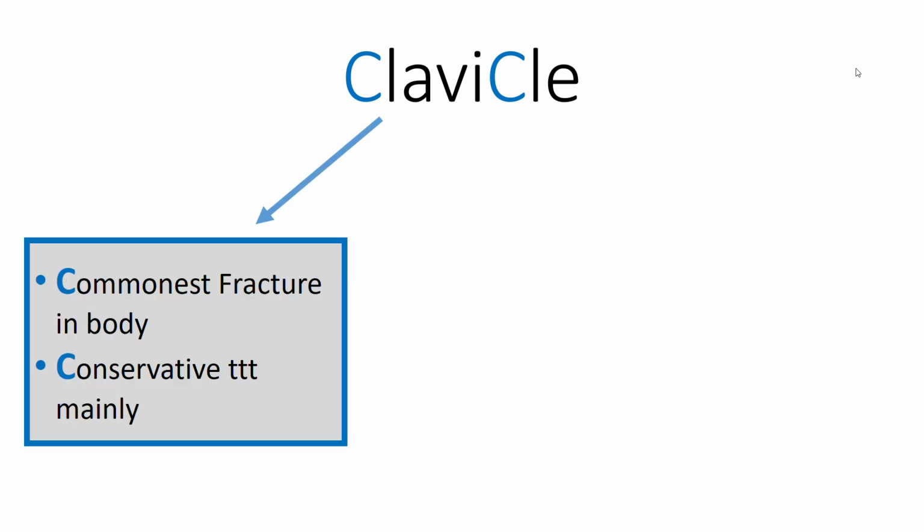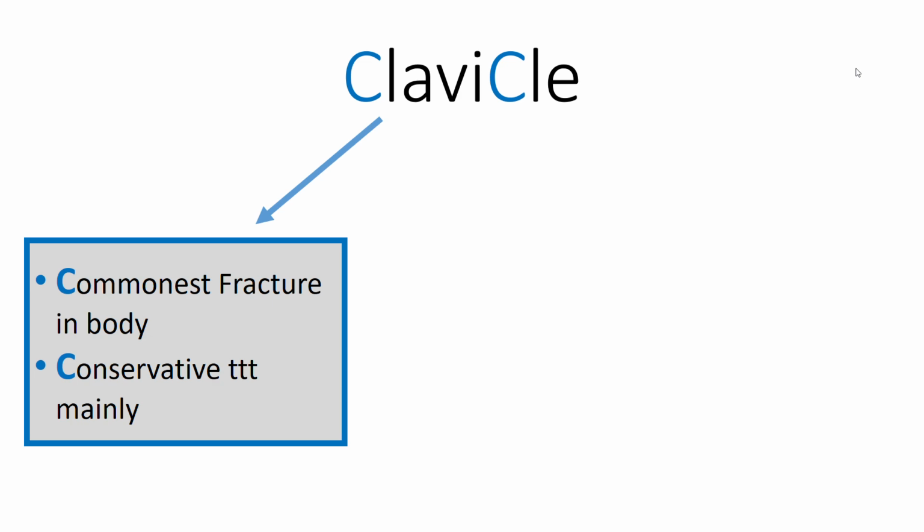As you can all see, clavicle includes double C's. Why? Because we have two important pieces of information about the clavicle fracture, starting with the letter C. Number one, it's the commonest fracture in the body. Number two, the main line of treatment is conservative treatment.